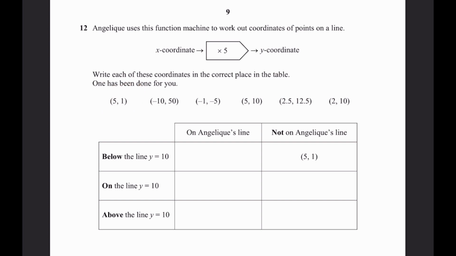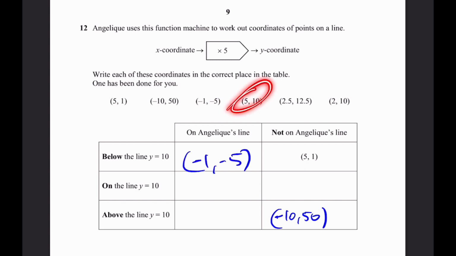So let's look one by one. 5, 1. This has a y coordinate of 1, which is less than 10, so it's below. And then the x coordinate times 5 is y coordinate. Is this true? Well, 5 times 5 is equal to 25 and not equal to 1. Therefore, this point does not lie on the line, and we have got the coordinate in this box. Now for minus 10, 50. If we multiply minus 10 by 5, we get minus 50. And since the y coordinate is 50, greater than 10, we can say that it's above the line y equals 10 and it goes over here. Now minus 1, minus 5. This is less than 10, so it goes below the line y equals 10, and minus 1 times 5 is equal to minus 5, so it's on the line.